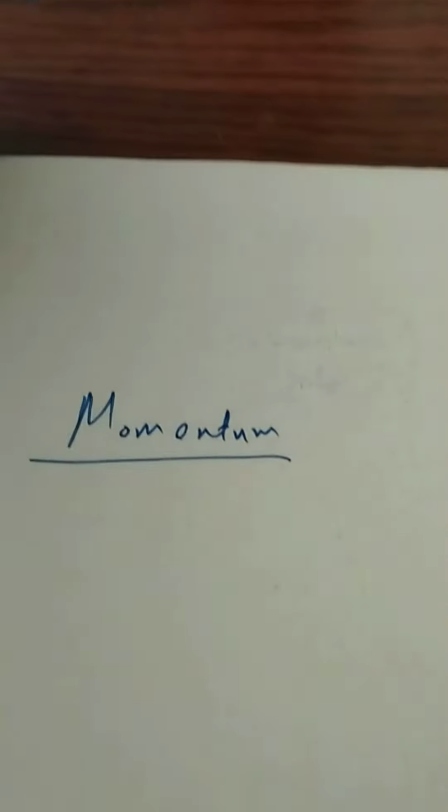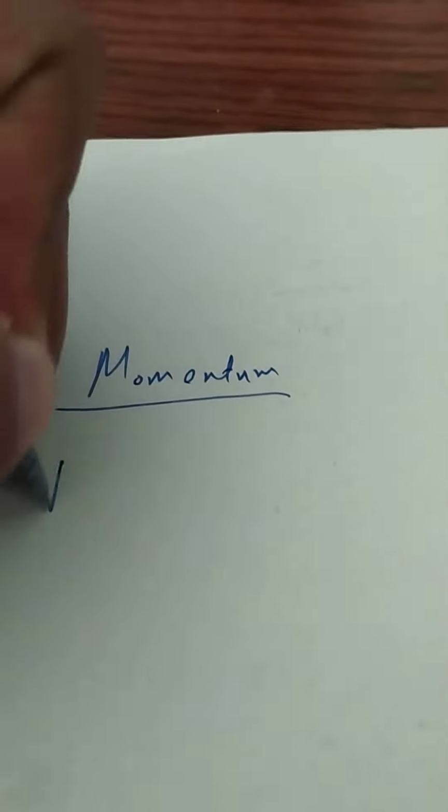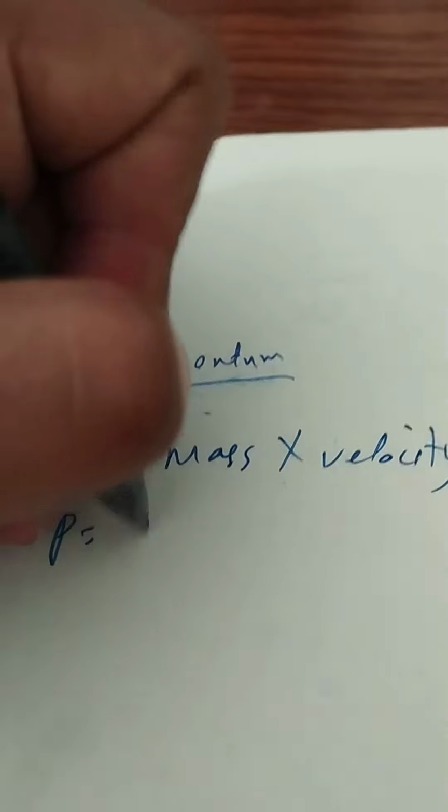Okay guys, today we want to learn about the first words of momentum. Do you know what they mean by momentum? Have you ever heard it in high school or whatever you study? So first, momentum we denote by P. Momentum is the mass multiplied by the velocity. In physics it is denoted as P equals m dot v.